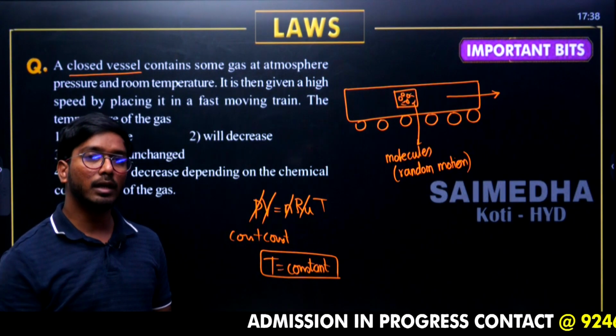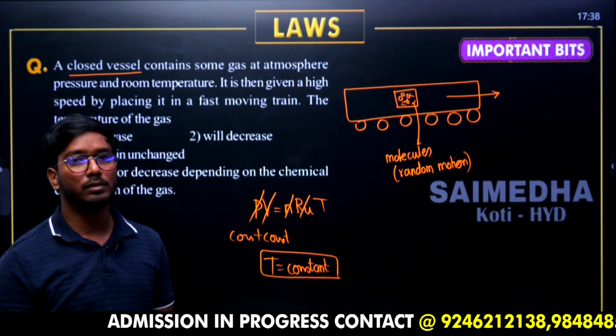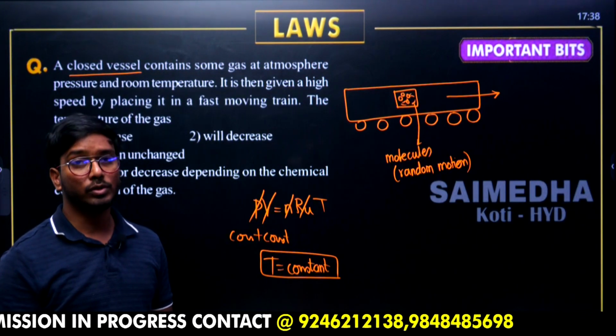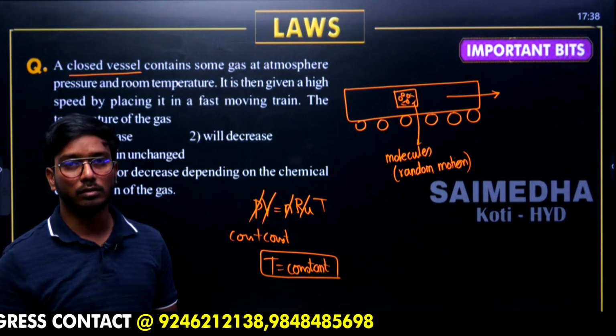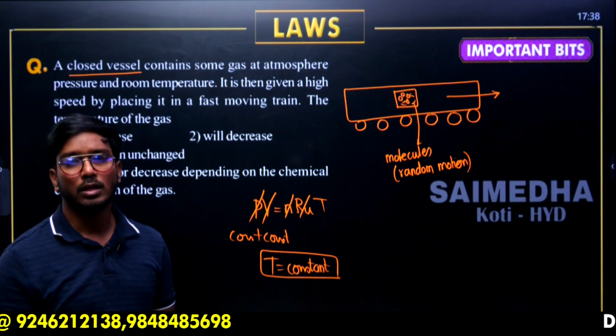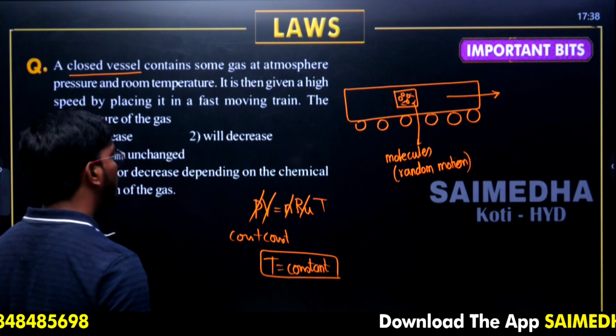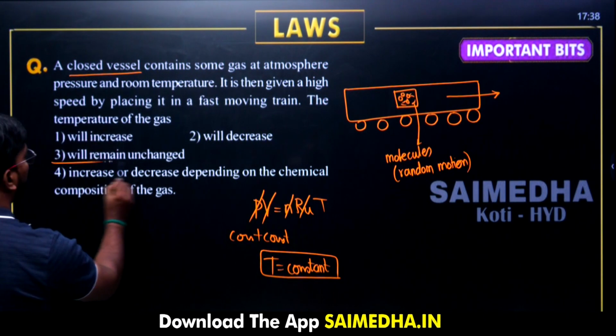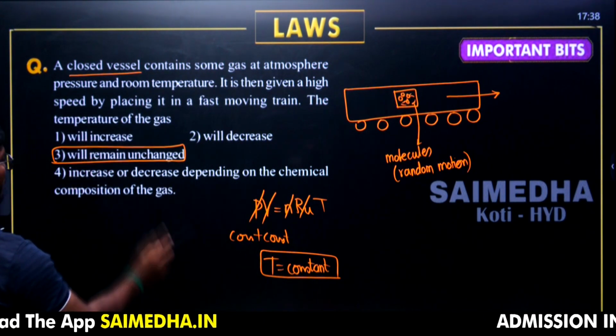We know that internal energy, kinetic energy of the molecules are going to be responsible for influencing the temperature. Greater the internal kinetic energy of the molecule, temperature also increases. But that motion is due to random motion, not due to the ordered motion, not due to the direction, one directional motion. So temperature does not get influenced with the speed of the train. So temperature will remain unchanged should be the correct answer.